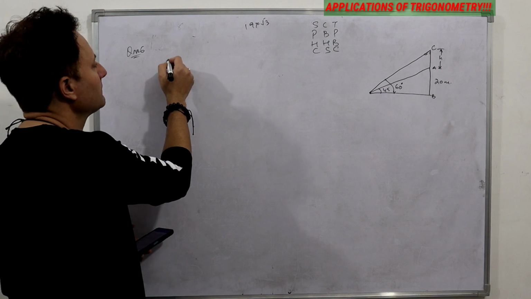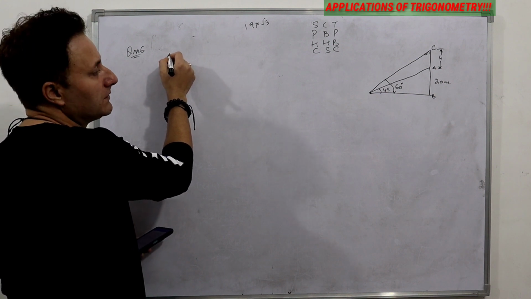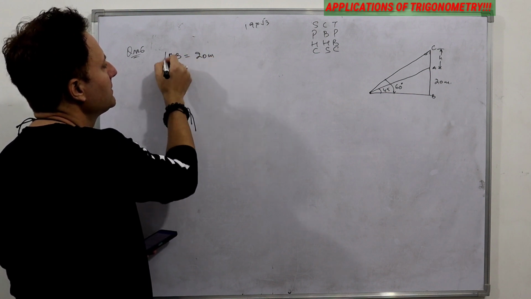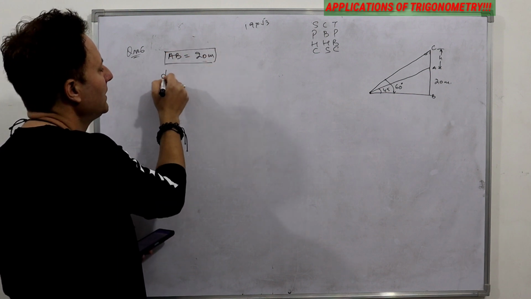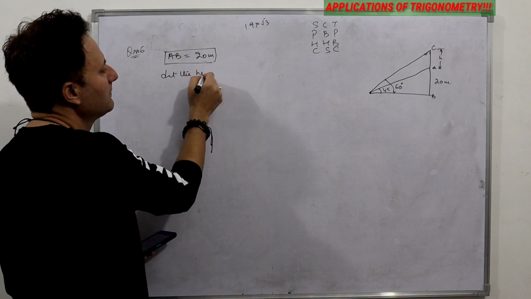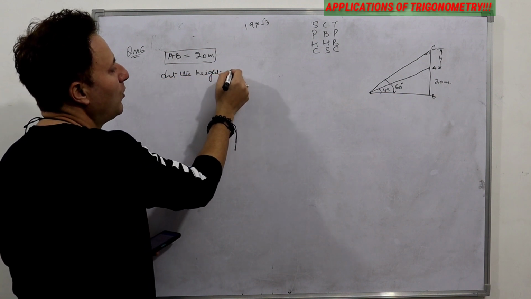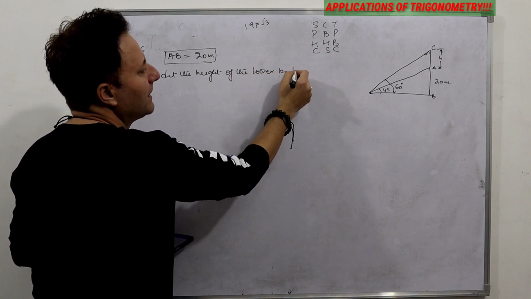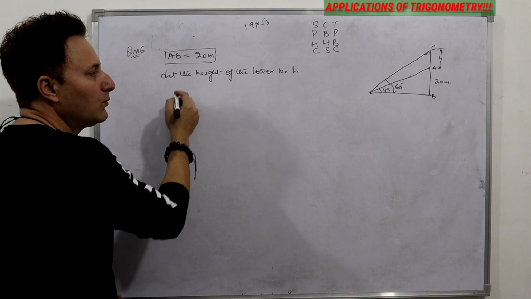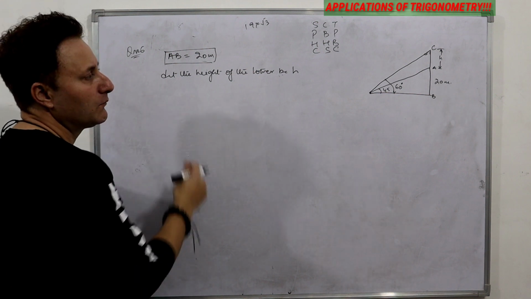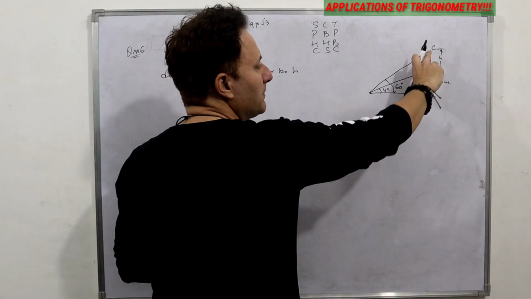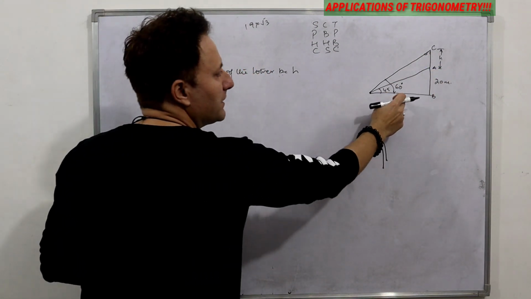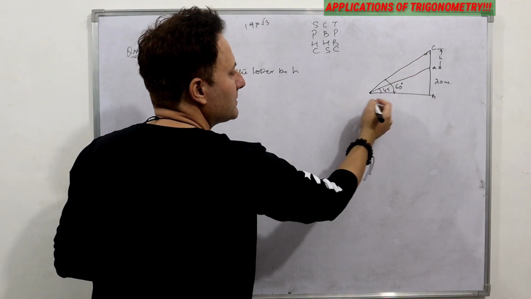We will write AB is equal to 20 meter. That is given. We'll say let the height of the tower be h. Okay, now we have two triangles again. What we will do, we will first take the bigger triangle or the smaller triangle, that is one and the same thing, and we'll try to find this. So let's give it a name, A, B, C and D.